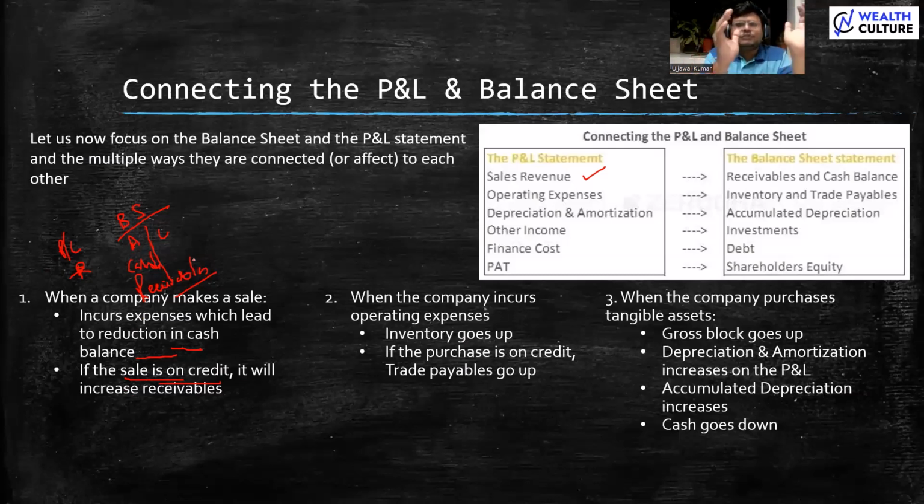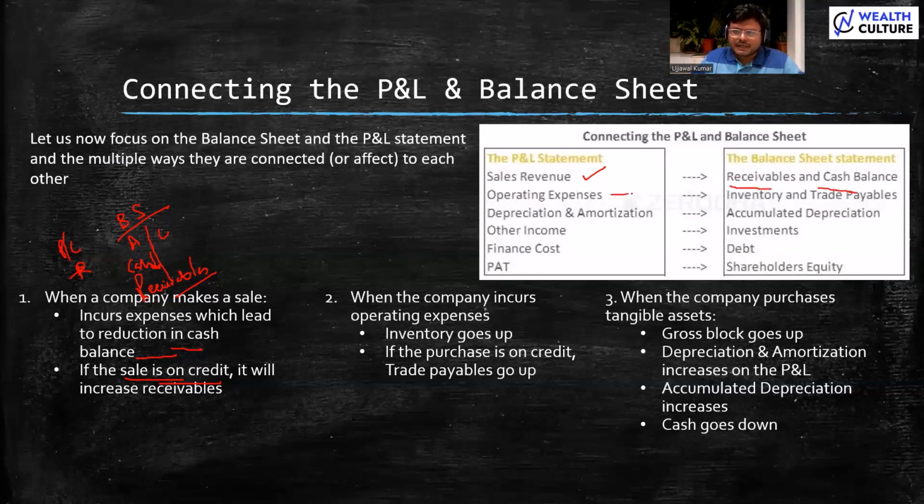So the revenue item on the P&L has impact on the balance sheet in terms of cash going down for incurring expenses relating to getting that revenue. Plus, on the asset side, you will have receivables, if the sale is on credit, right? So your receivables will go up. Once the receivable comes down, the cash will go up, right? So that's how sales and revenue has impact on receivables and cash balance.